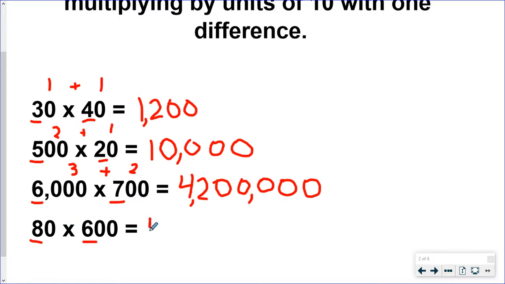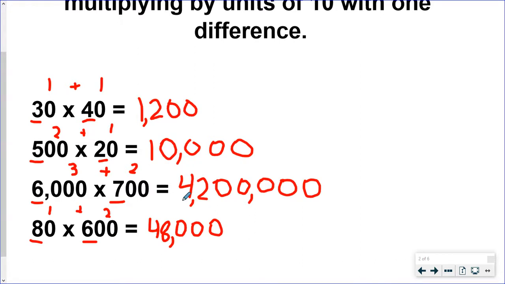Real quickly, last one here, I'm going to take 8 times 6, ignore the zeros. 8 times 6 is 48. And now I'm going to take my number of zeros and add them together. There's 1 zero on this side. There's 2 zeros on this side. So when I add those together, 1 plus 2 is 3. I'm going to add 3 zeros onto my answer. And the answer is 48,000. So I'm hoping that you remember that we did that last chapter.